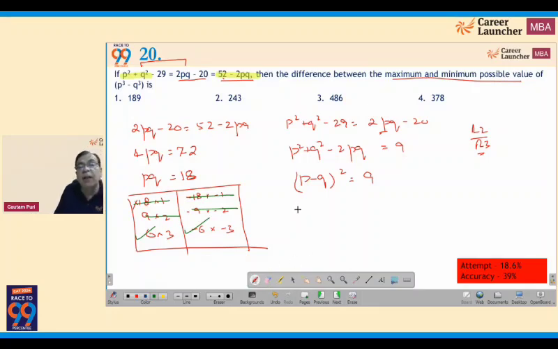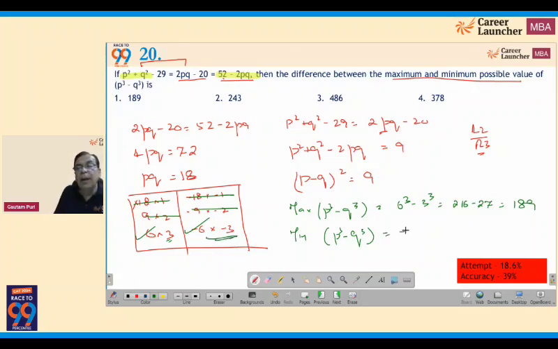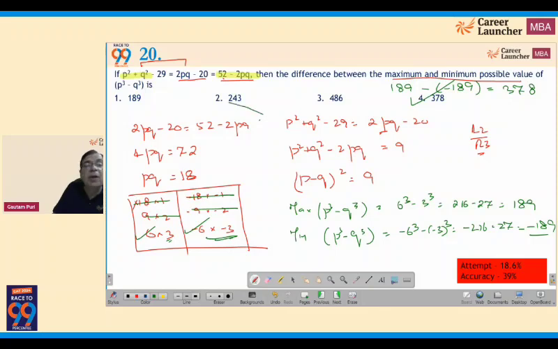So, what is going to be the maximum value of P minus Q? We want the maximum value of P cube minus Q cube and the minimum value of P cube minus Q cube. Maximum value will be when P cube is positive. It will be in this particular case 6 cube minus 3 cube. 6 cube is 216 minus 27, which is 189. And minimum, this will be the one. Minus 6 cube minus, 216 plus 27, which is minus 189. So the answer should be, what is the difference between maximum and minimum? Maximum is 189 and minimum is minus 189, difference 378.